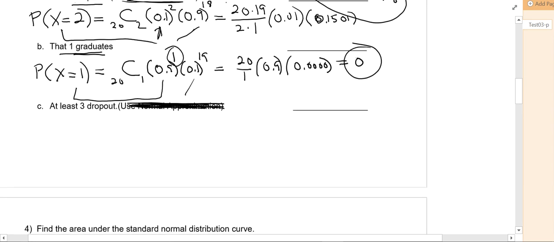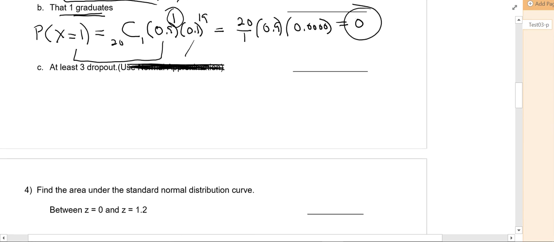For C, again, you should stop the video. I'm going to work it out. For C, I am looking for the probability that at least 3 drop out. That is, x is greater than or equal to 3. Now, x is counting those who dropped out. This is a binomial inequality. As I told you, you need to convert this to the normal approximation by either adding or subtracting 1/2.